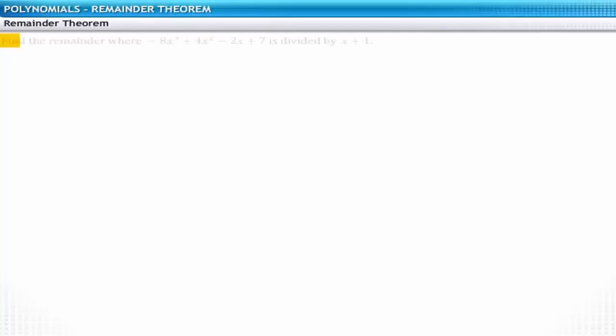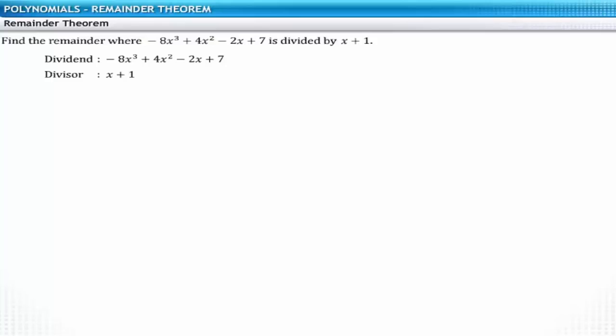In the first problem, you need to find the remainder when a polynomial minus 8x cubed plus 4x squared minus 2x plus 7 is divided by another polynomial x plus 1. Here, the divisor is x plus 1.